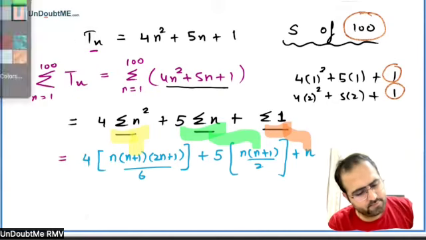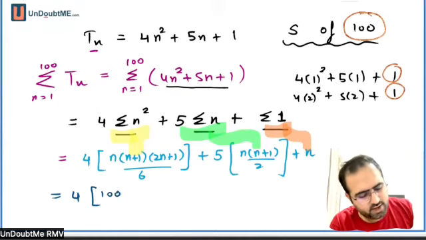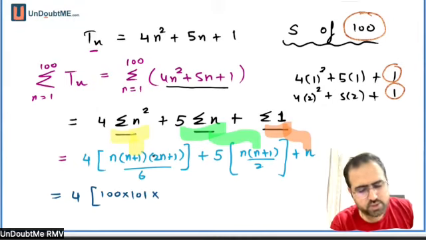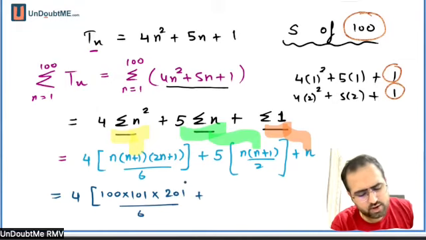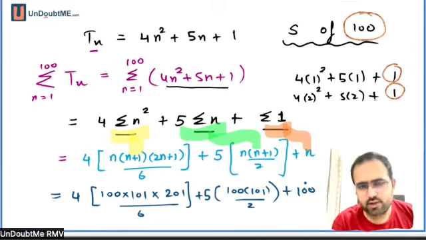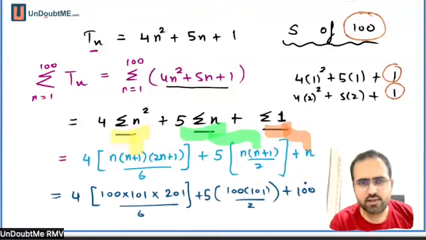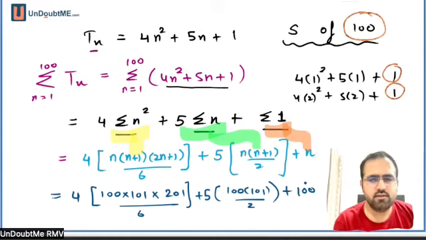Next step is we have to place the value of n as 100 because that is what is asked in the question. So I'll just place 100. 100 times 100 plus 1, 101, 201 because 2 times 100 plus 1 is 201, by 6. Calculators will be allowed, so need not worry about the calculation. 100 times 101 by 2, and lastly I have 100. No need to solve after this. Just look at the steps and see how it is being written, because after this, the next step will be by calculator. So that is not a big deal to solve.